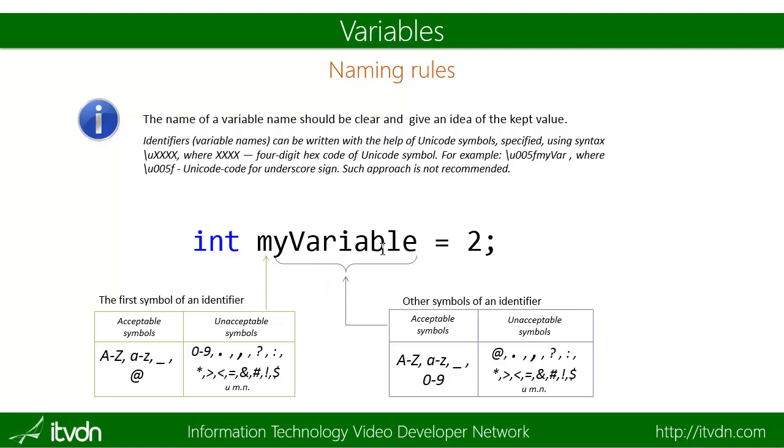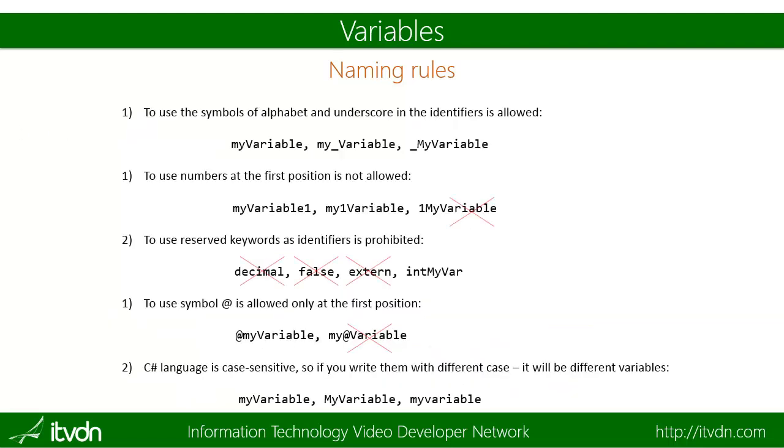Nevertheless, when we move to the other symbols of an identifier, you can see we can use 0 to 9, which means it can have a number in the name of the variable. But still, you are not allowed to use these ones. Take note, @ can be used for the first symbol, but can't be used in between the name of the variable. So take a little moment or two and just take a look at this and remember them, please. Okay? Let's take a look at the next slide.